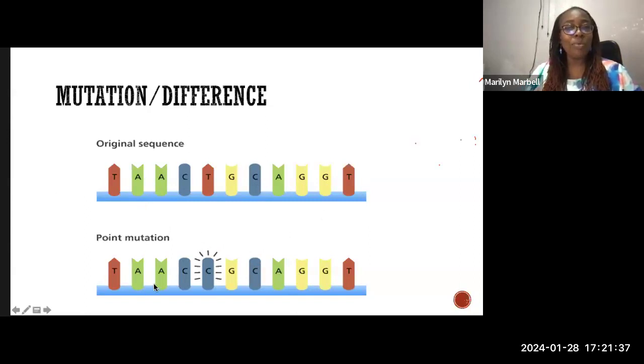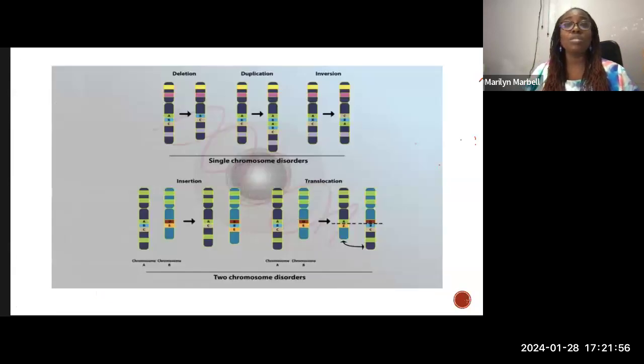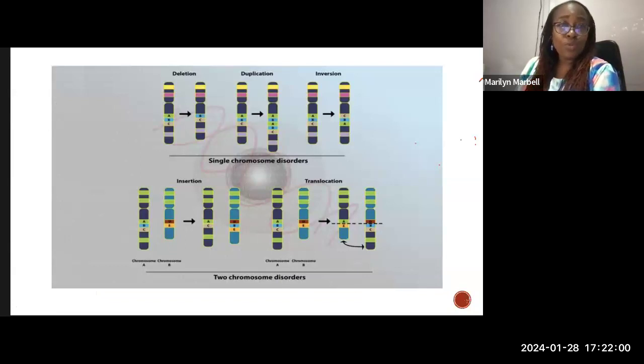Then as we were copying the thing, instead of copying T, we copied C and put it there. That's an error. You may think, oh, we have thousands and thousands of things we are supposed to copy, so if you make only one point mistake, it doesn't matter. But sometimes one point mistake can cause big, big effects in the body. And so it could be a change in the letter.